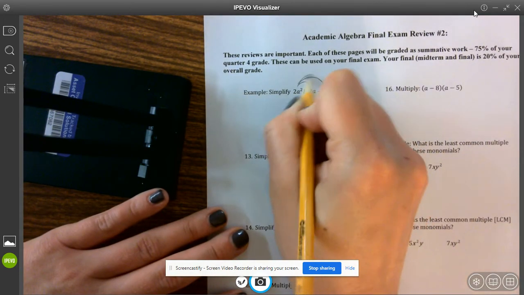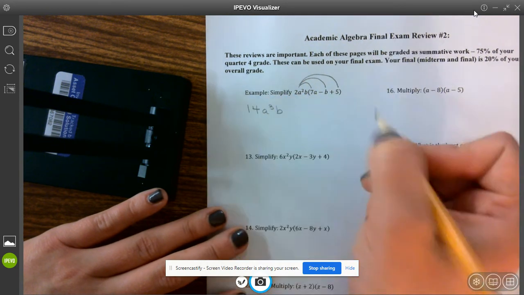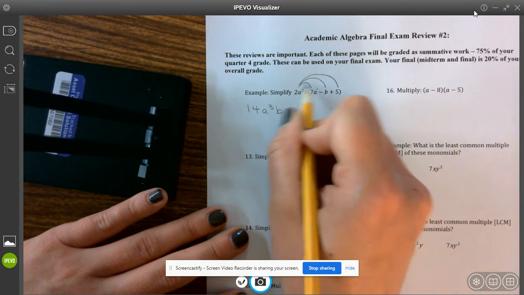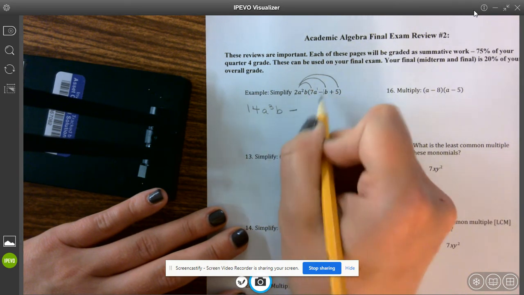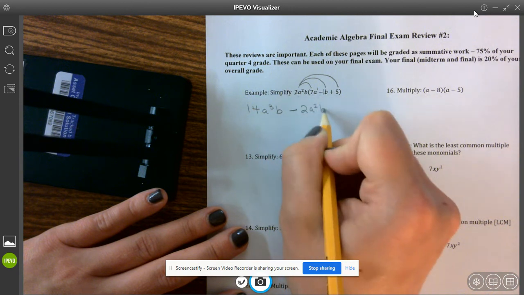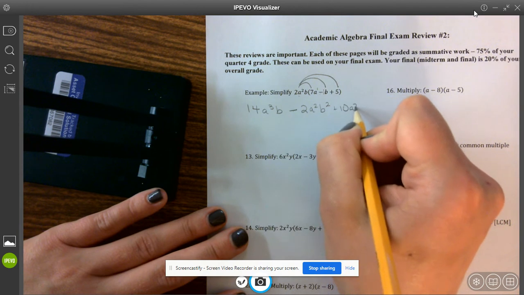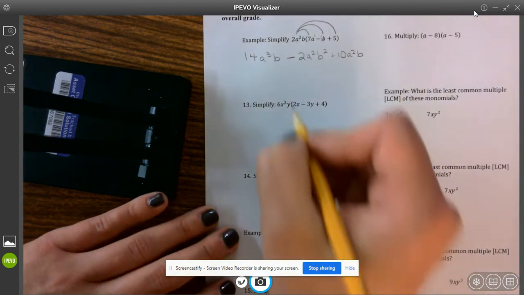So first one you need to distribute. You're going to get 14, a to the 3rd b, because you add your exponents. Negative 2 times b. Well, technically there's a 1 here, so it's a negative 2. There's no other a's. I have a b and a b, so b squared. 2 times a 5 is a 10. There's no other a's and a b. So pause the video, try 13 and 14.